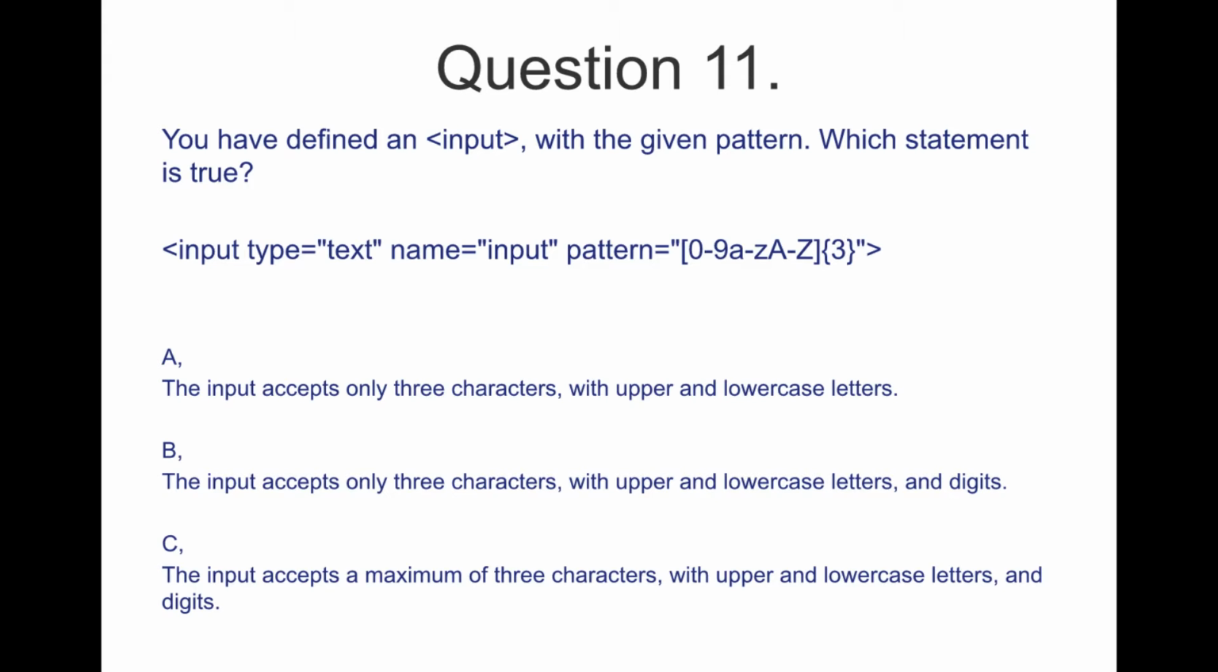So option number A, the input accepts only 3 characters with upper and lowercase letters. Option number B, the input accepts only 3 characters with upper and lowercase letters and digits. Option number C, the input accepts a maximum of 3 characters with upper and lowercase letters and digits. So what is true and what does this pattern represent for the input?